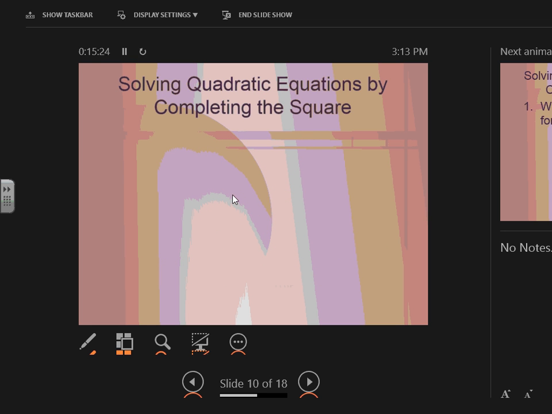You got a step chart because you've never done this before and you're already freaking out on the inside because I can see it in your faces. Okay, number 1, write the equation in the form of x squared plus bx equals c. If it's not already like that, your c is on the left, and you want to move it over to the right.